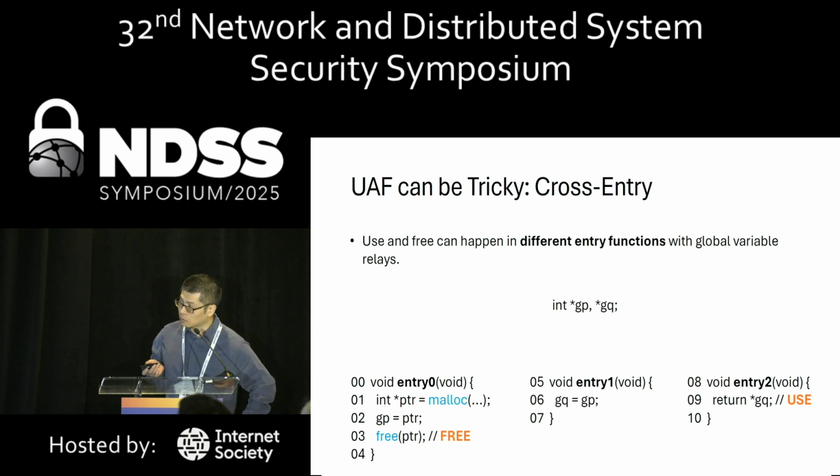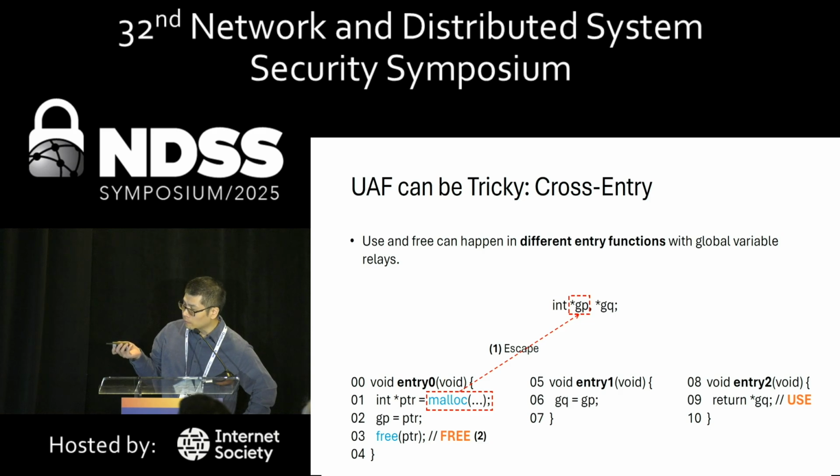So the first difficulty we noticed is that many UAF issues have use and free sites happening in different entry functions. So taking this as an example, right? In entry function 1, we have this object allocated at line 1, okay? And then it's freed at line 3. But the thing is that before it's freed, it gets escaped to a global pointer called GP.